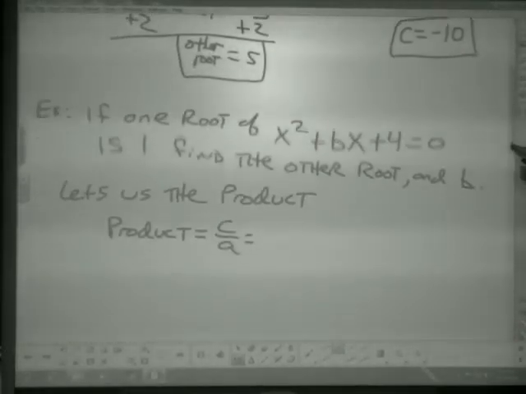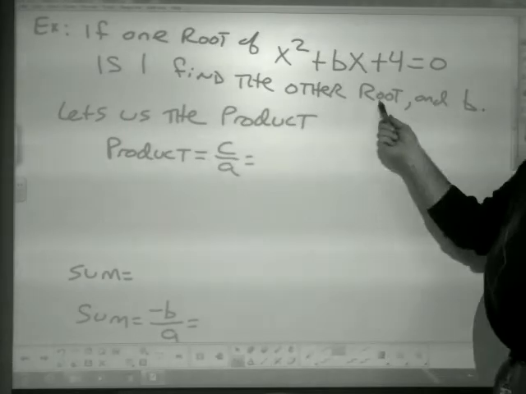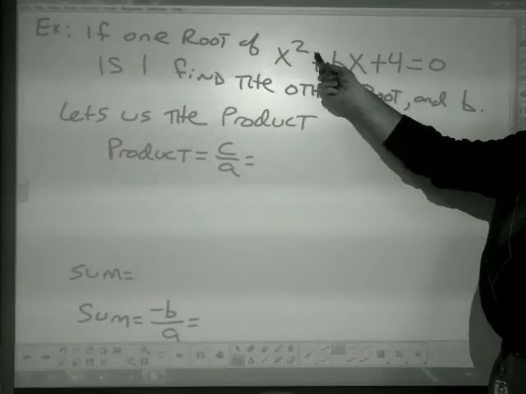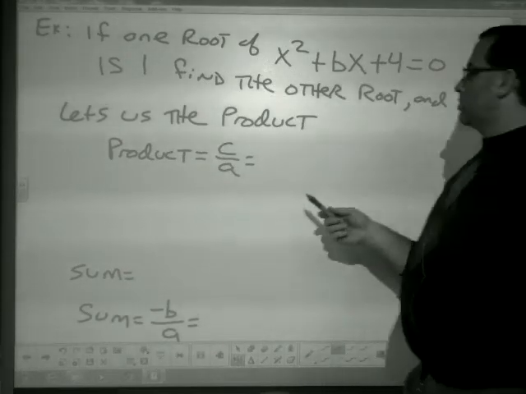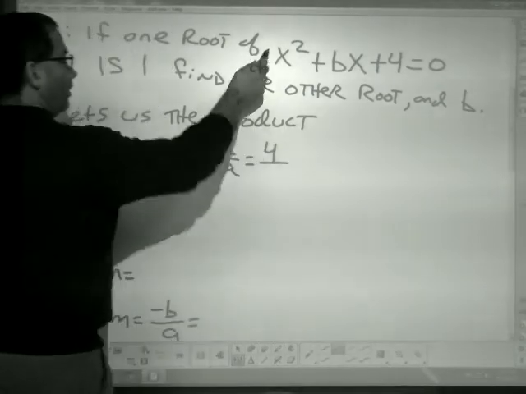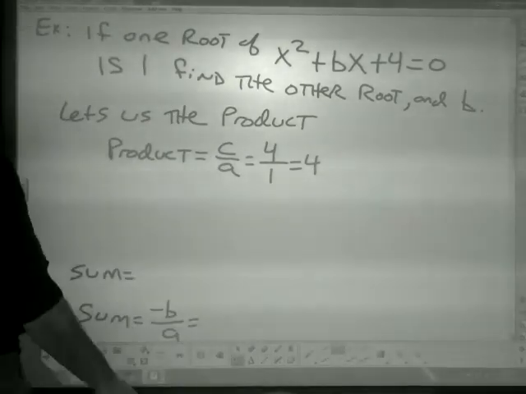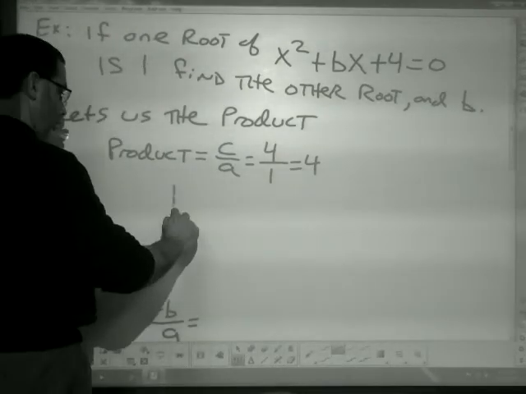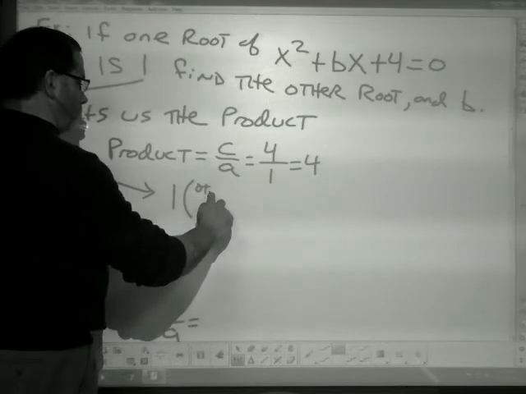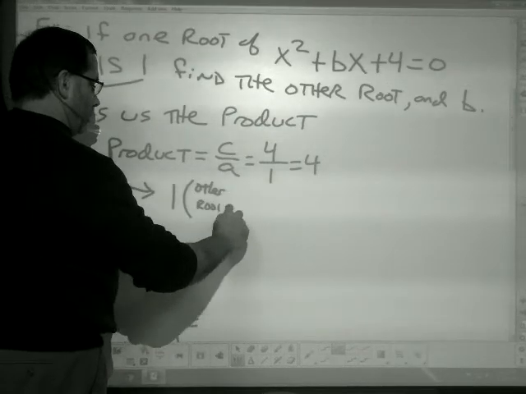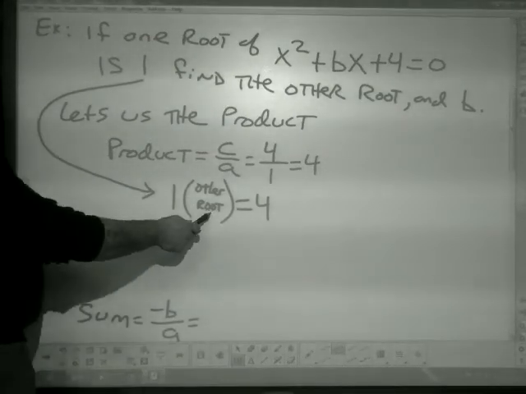Let's see what other information we might have. Let's say one of the roots of this is 1. Find the other root, and now the b value. Well, I can't use sum anymore initially because I don't know this, but I can use product. So the product is 4 over 1, which is just 4. One of the roots is 1, so that 1 goes right here, times the other root. That would equal 4.